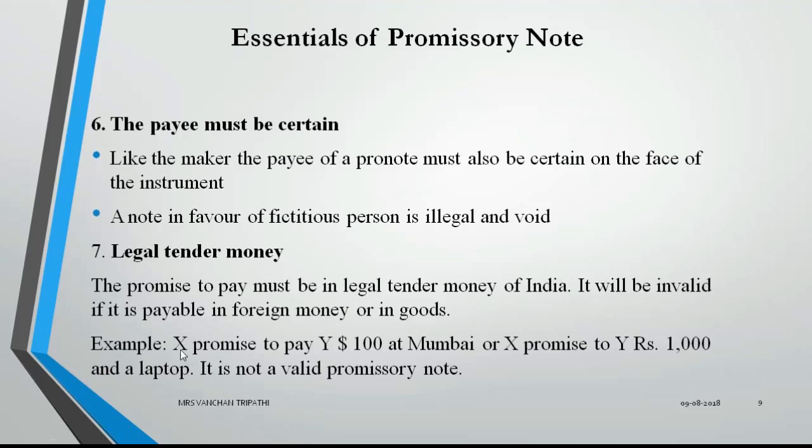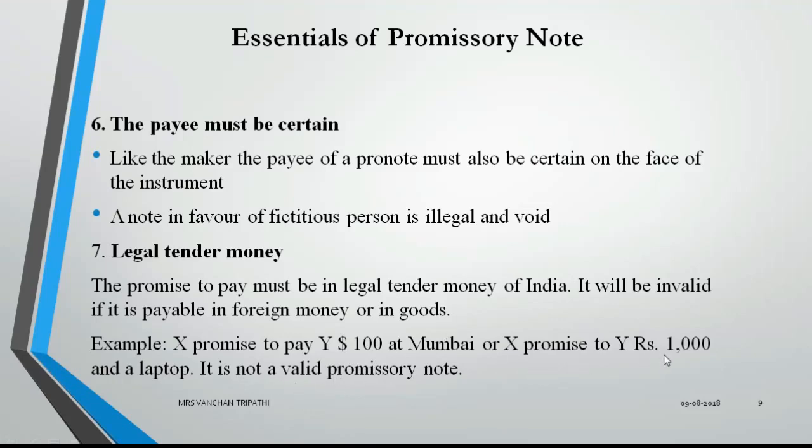You can see in the example, X promises to pay Y $100 at Mumbai. Because we have already said that the promissory note should have the currency in flow in India, that is the rupees. Here the currency is in dollars, so this promissory note will be invalid, or this promissory note would not be valid.